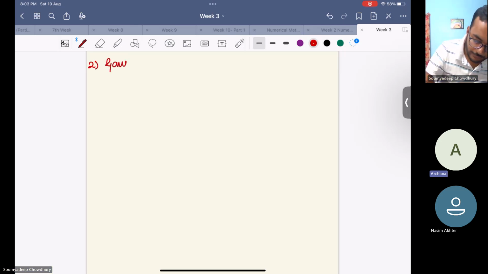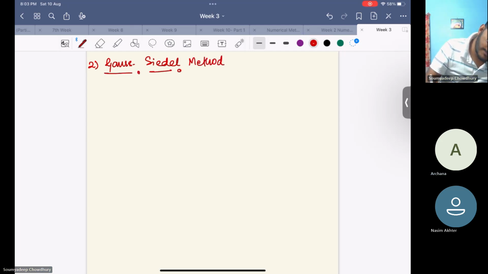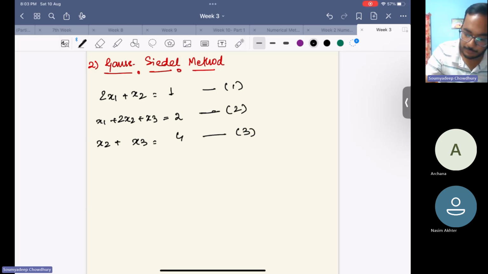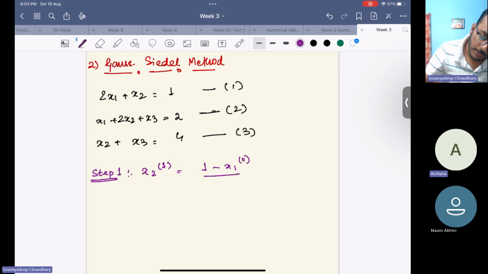Second one is the Gauss-Seidel method. In the Gauss-Seidel method, I'll take the same equations. First equation is 2x1 plus x2 equals 1. Second equation is x1 plus 2x2 plus x3 equals 2. Third equation is x2 plus x3 equals 4. Now from the first equation, we will find out x2. Okay, the first iteration. x2 of 1 is 1 minus x1 of 0 by 2.